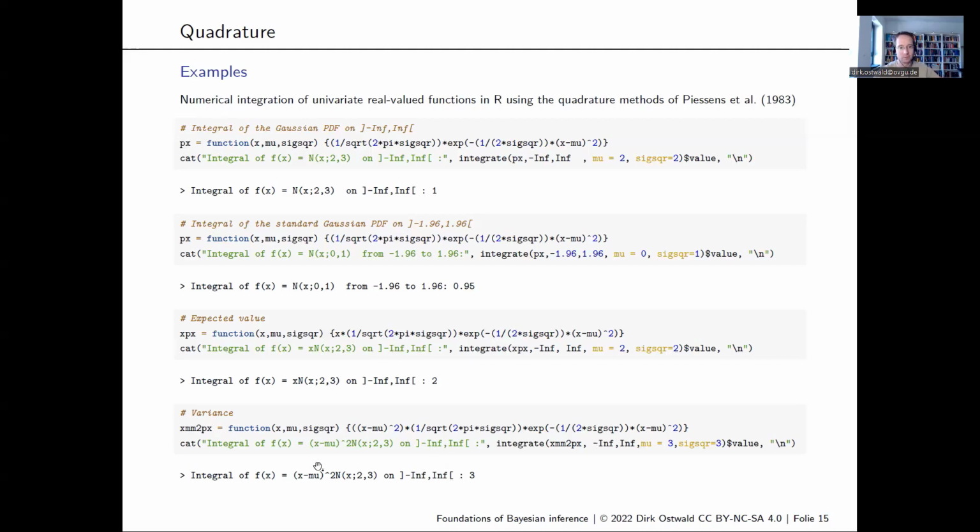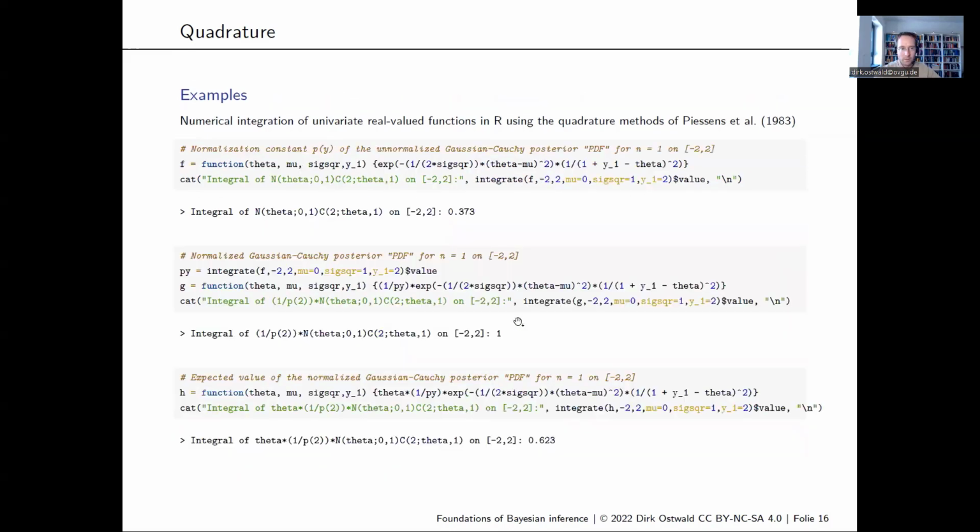So this was kind of a validation of my use of the integrate function, but you see that it's relatively straightforward to use. You just need to specify the function that you want to integrate and then call it. And if this function has additional parameters, you can also put them in.